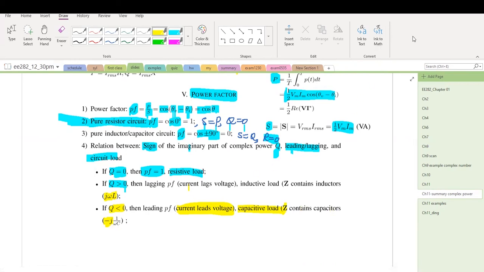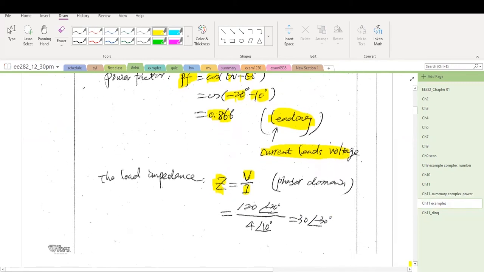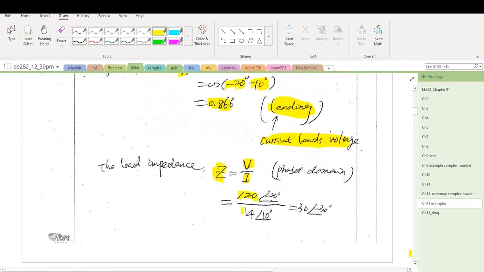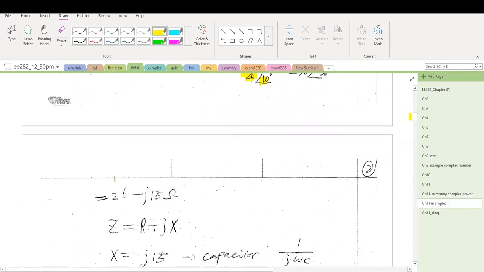Okay, we'll see that. Now we use Ohm's law. Because we know the phasors V and I, we can obtain the impedance. The impedance is the ratio of the magnitudes and the difference of the angles. That equals 30 at minus 30 degrees. Then we use Euler's formula to obtain the rectangular form, which equals 26 minus j15 ohms.